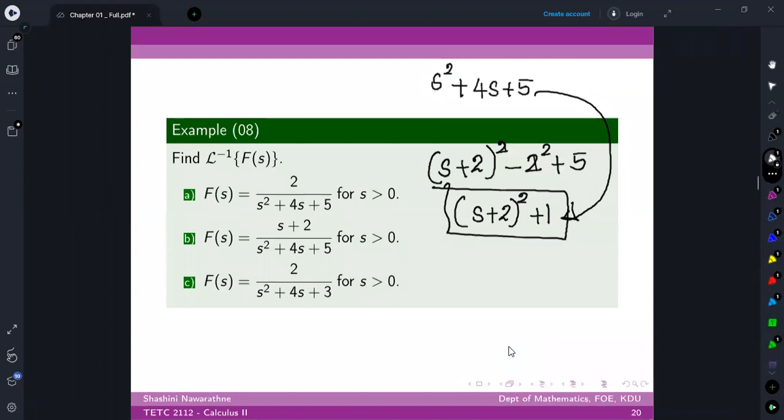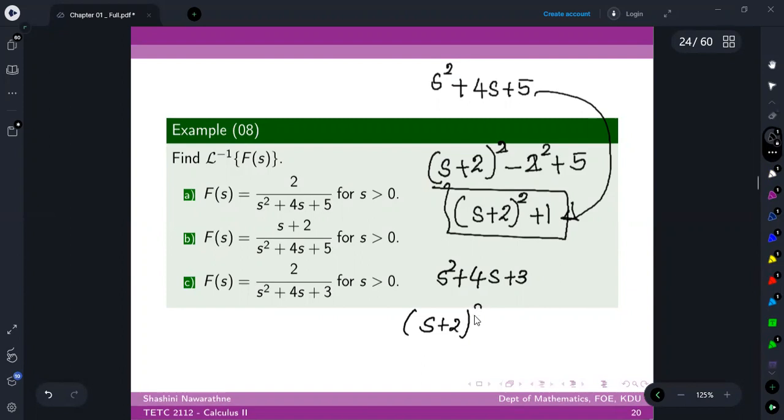In the third part, the denominator is changed. So it is s squared plus 4s plus 3. So here also we can start from s plus, divide 4 by 2, 2 squared minus 2 to the power 2 plus 3. So this provides s plus 2 to the power 2 minus 1, because this is minus 4 plus 3, it is minus 1.